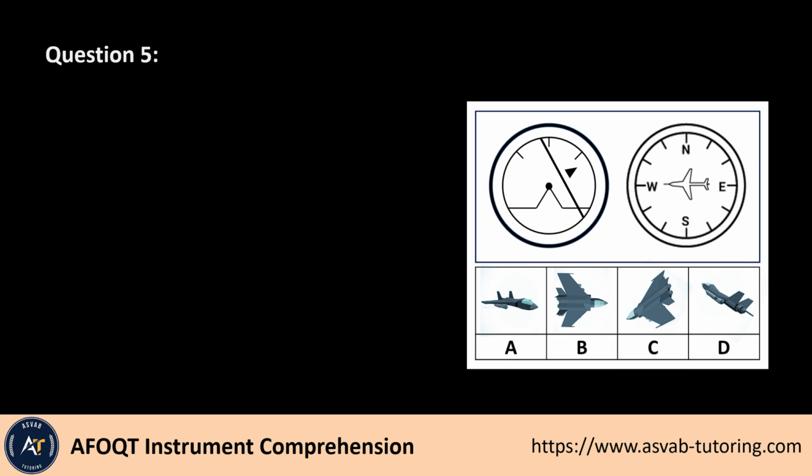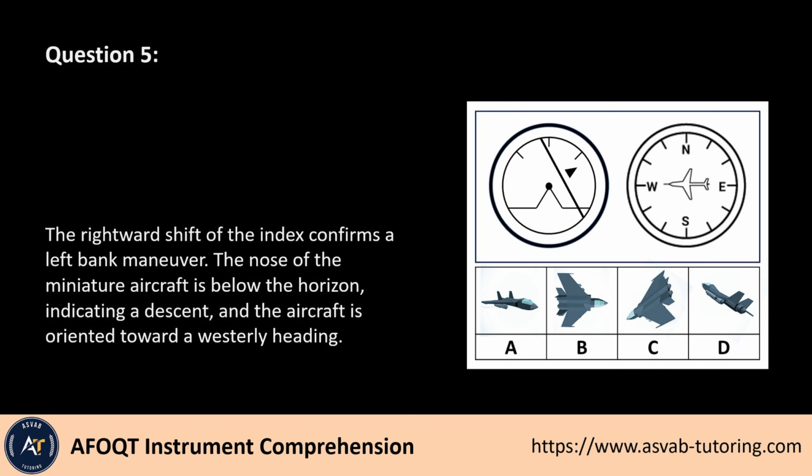Question 5. The rightward shift of the index confirms a left bank maneuver. The nose of the miniature aircraft is below the horizon, indicating a descent, and the aircraft is oriented toward a westerly heading. The answer is C.